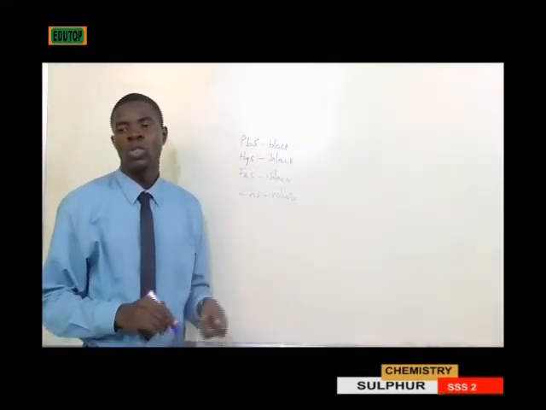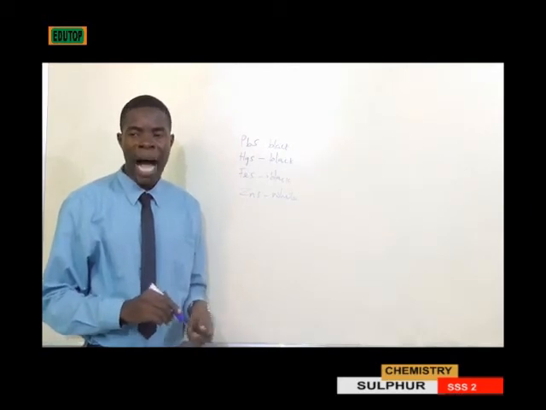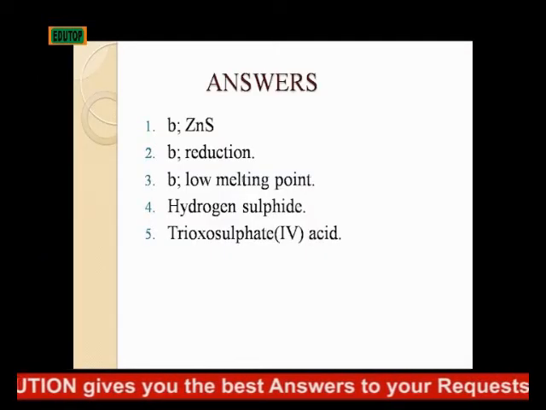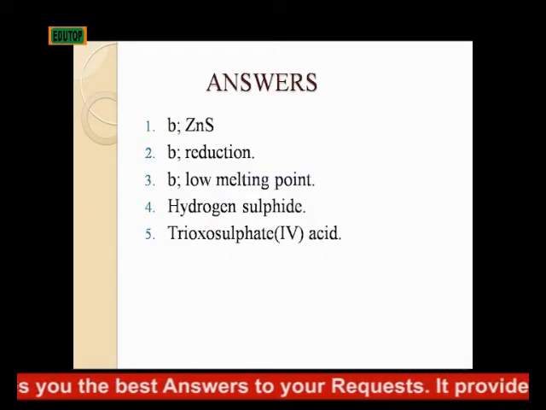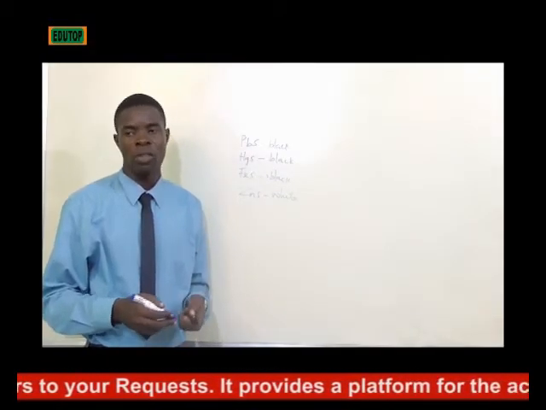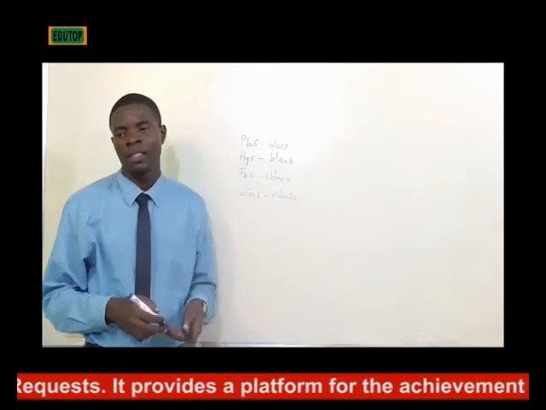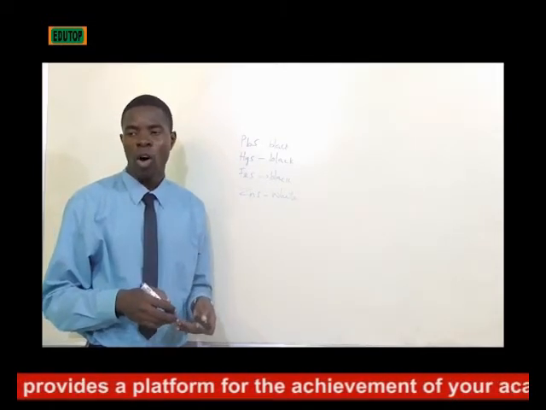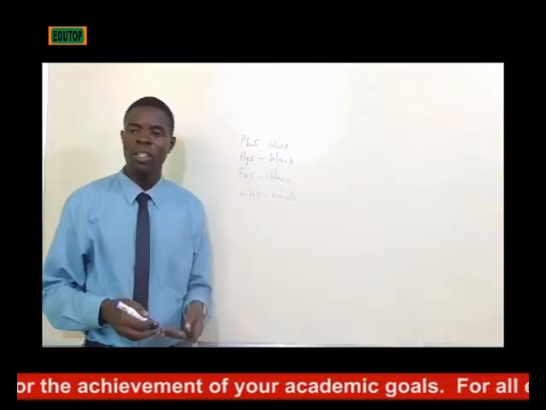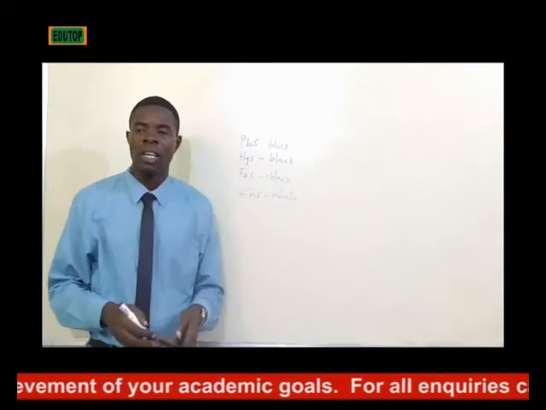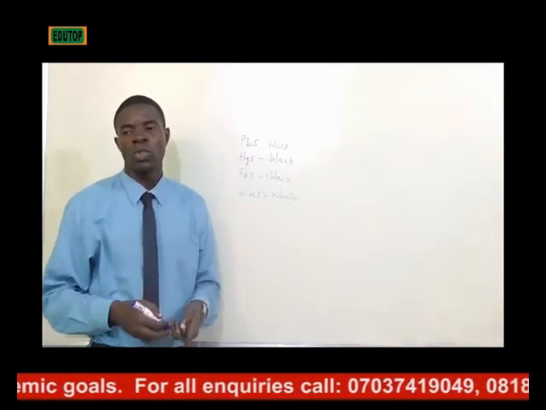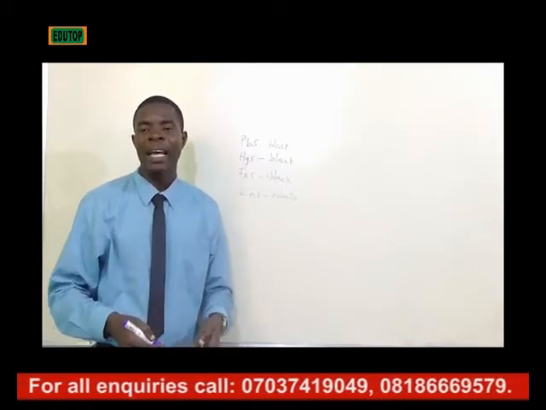Question number 2. Sulfur(IV) oxide bleaches by reduction because sulfur(IV) oxide has the ability to release electrons. When it talks about oxidation, that's loss of electrons. Reduction has to do with gain of electrons. So sulfur(IV) oxide will bleach by reduction.